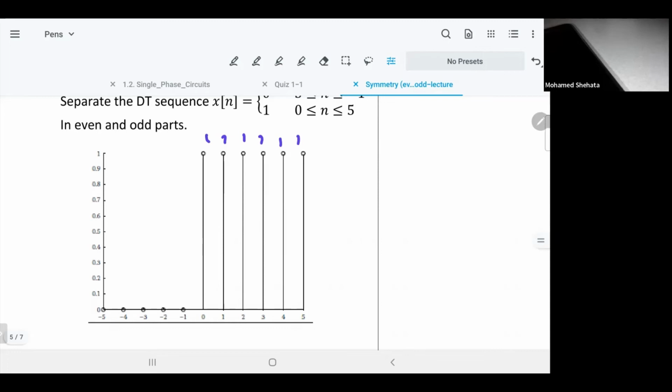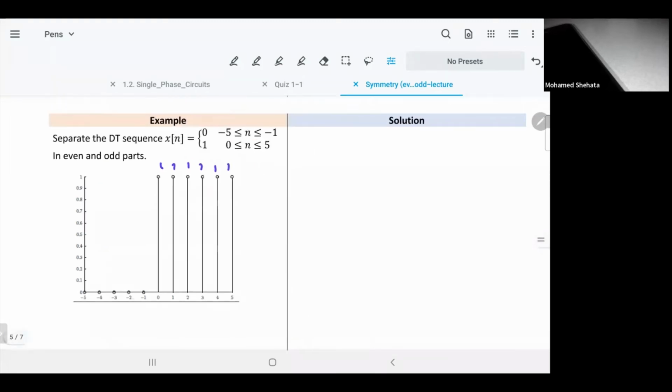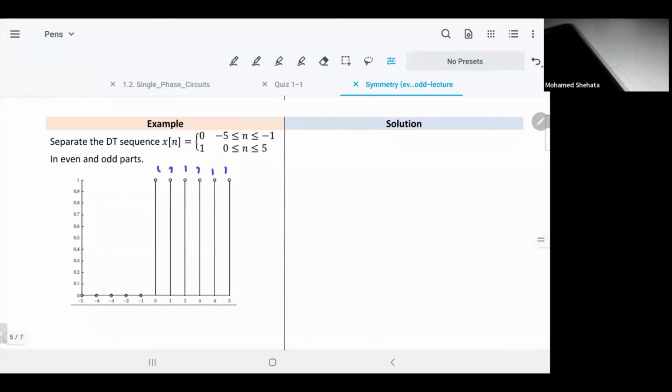So you will say NF, the last one, NF is equal to 5 minus N0 plus 1. Why plus 1? The one at zero, exactly. So always keep in mind, this is the number of samples. It doesn't affect the even or odd, but it will help in the future.